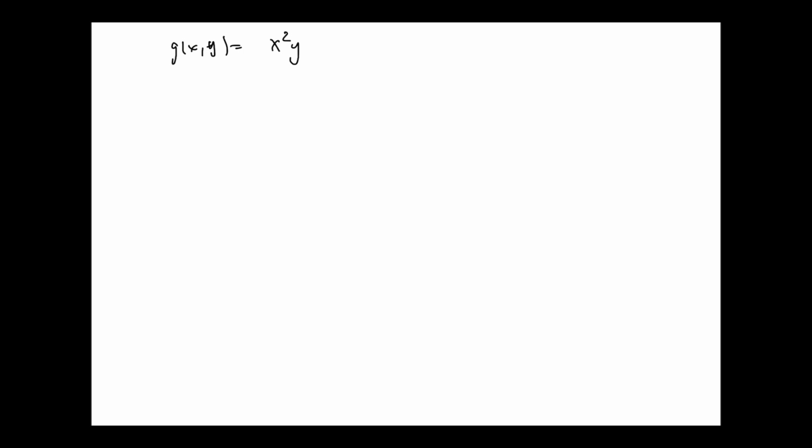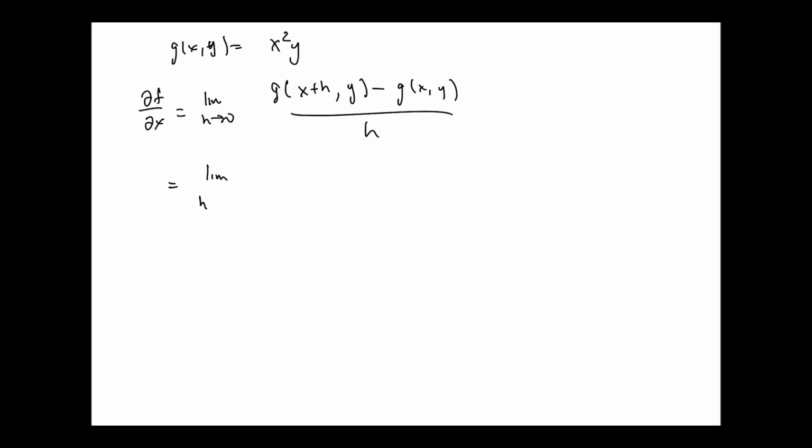Okay, for example. So del f del x would be the limit as h goes to 0 of g of x plus h comma y minus g of x, y, all over h, right? So that's just setting up the difference quotient. Now what is g of x plus h comma y? It'd be x plus h squared y minus x squared y all over h, right? And the y's don't just magically cancel in this case like they did before.